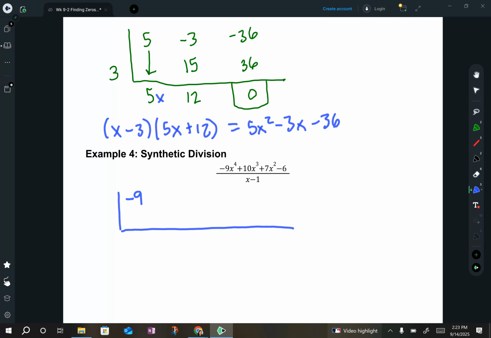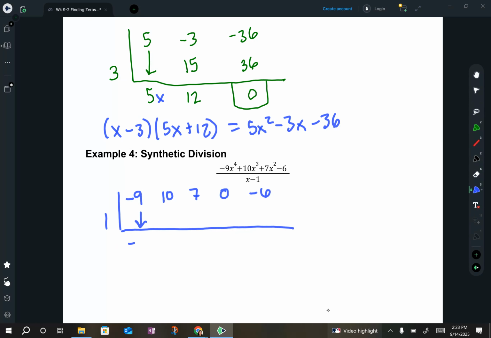So negative 9, 10, 7, 0, negative 6. So that's my constant, x squared, x cubed, x to the fourth. And again, my linear factor is x minus 1, so that means my root is 1. All right, let's go through the synthetic division process.